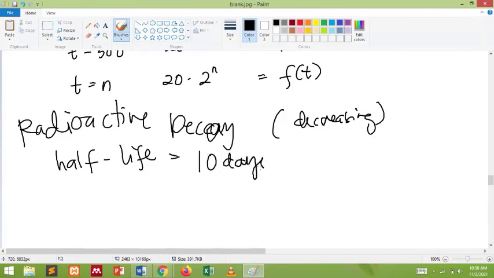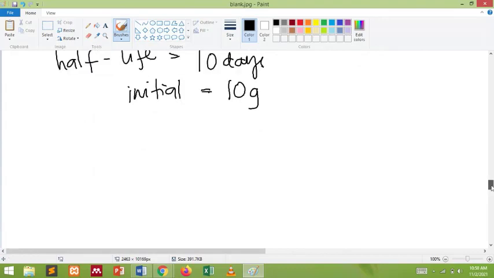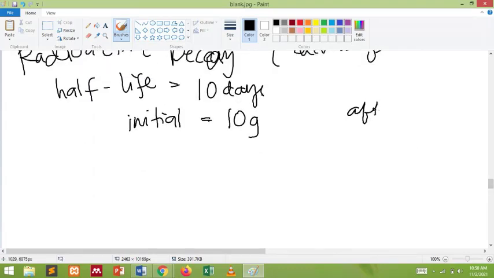So sabi niya, ang half-life nitong substance na to ay 10 days. This is specific for this problem, ha, because different elements have different half-life. Tapos ang initial niya na amount is 10 grams only. So how can we determine daw, ilan na lang daw ang natira after 30 days? So how can we solve for that one? So, gawa din tayo ng table siguro, no?